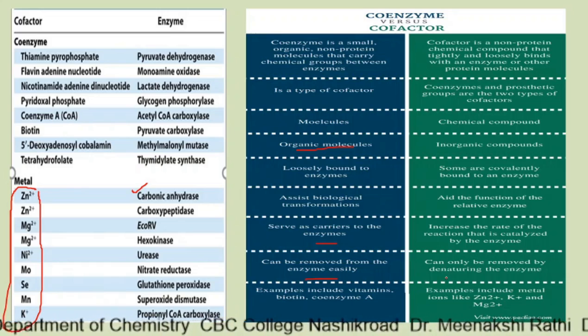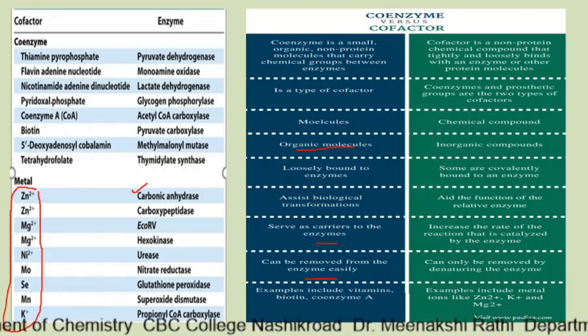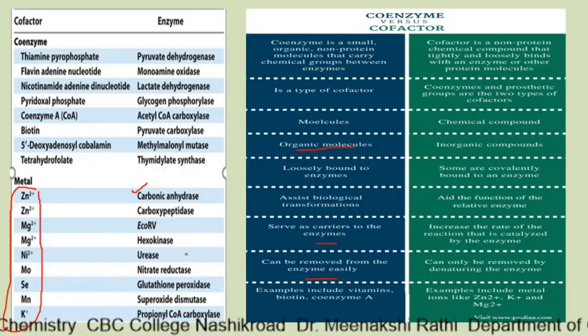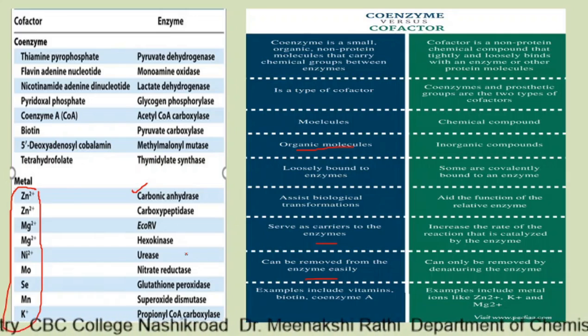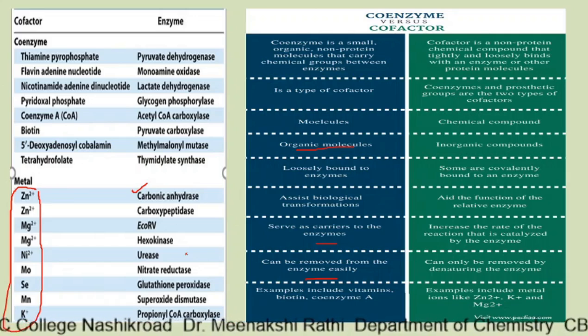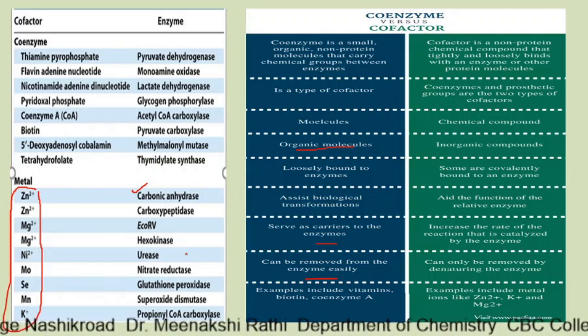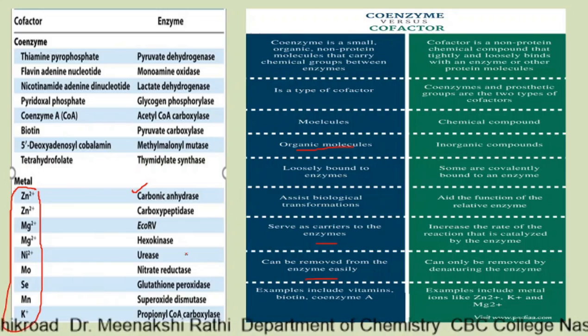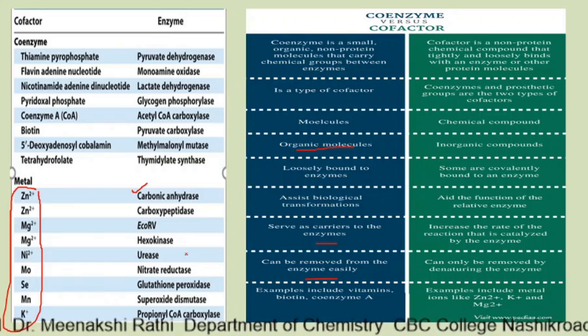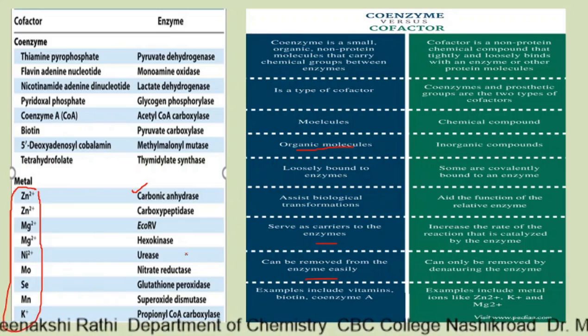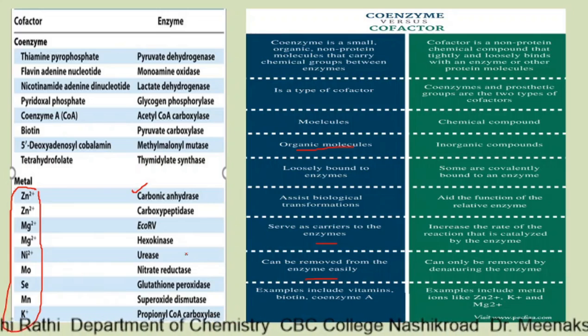Examples of coenzymes, listed here, are TPP, FAD, acetyl coenzyme A, coenzyme A, biotin, etc. While metal ions like Zn2+, Mn2+, K+, Mg2+, all these are examples of cofactors.